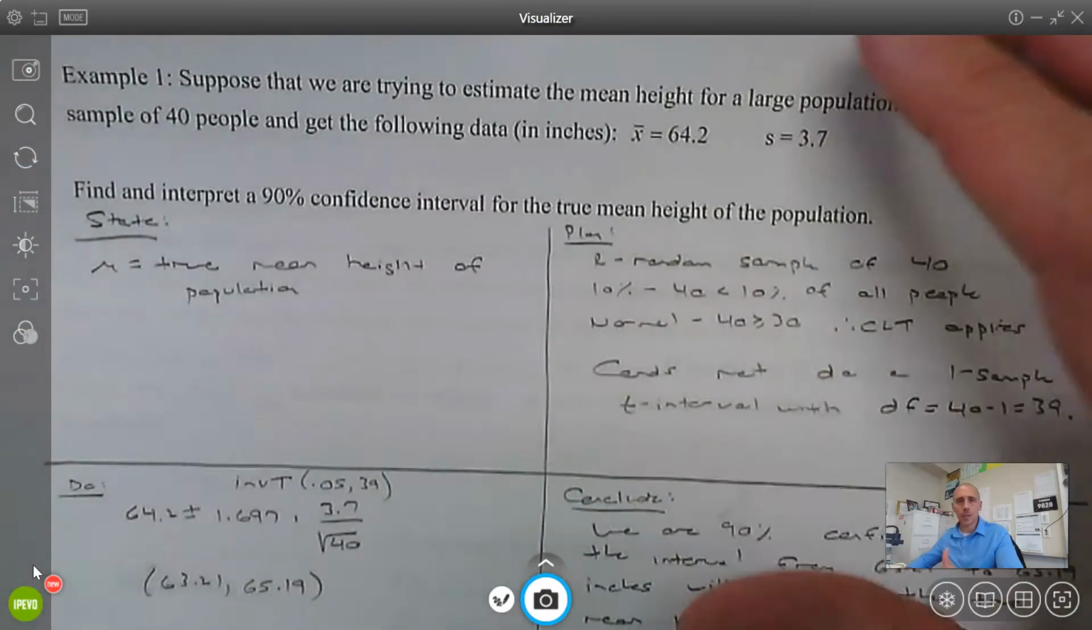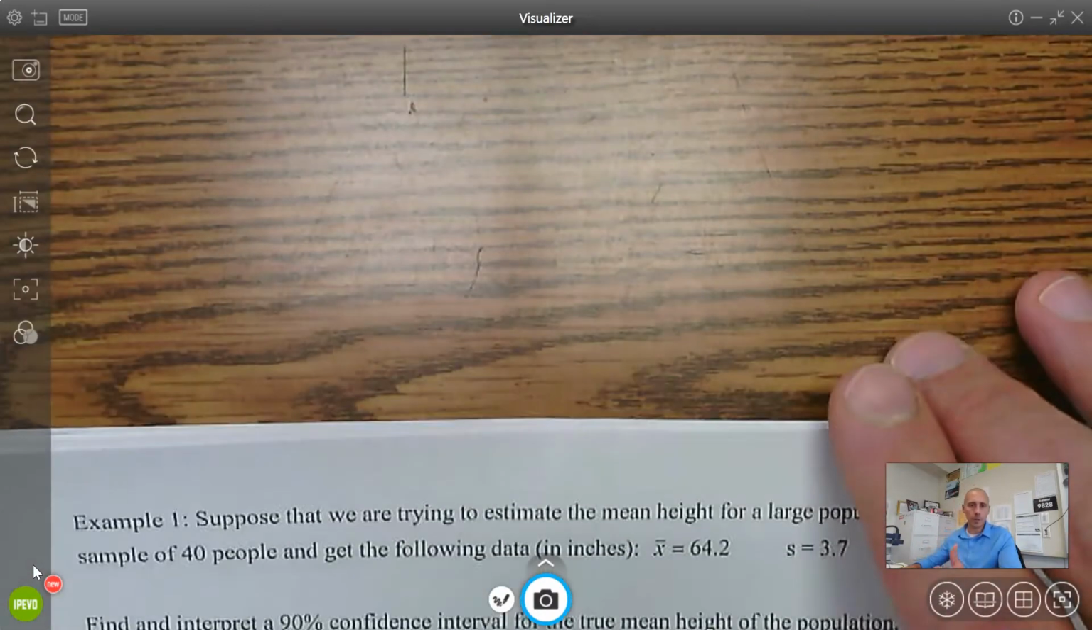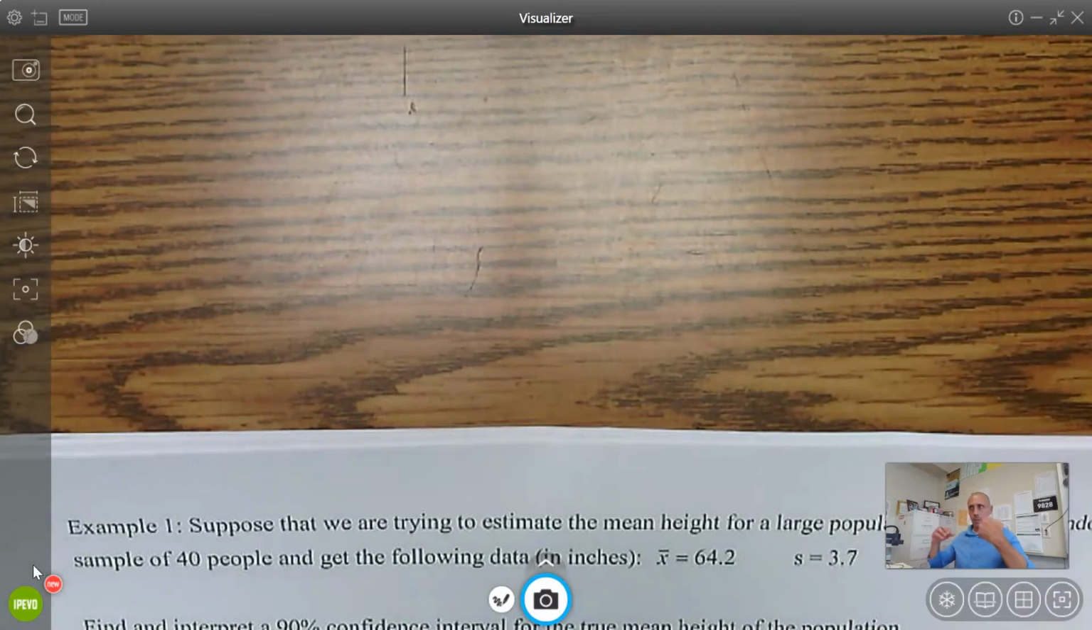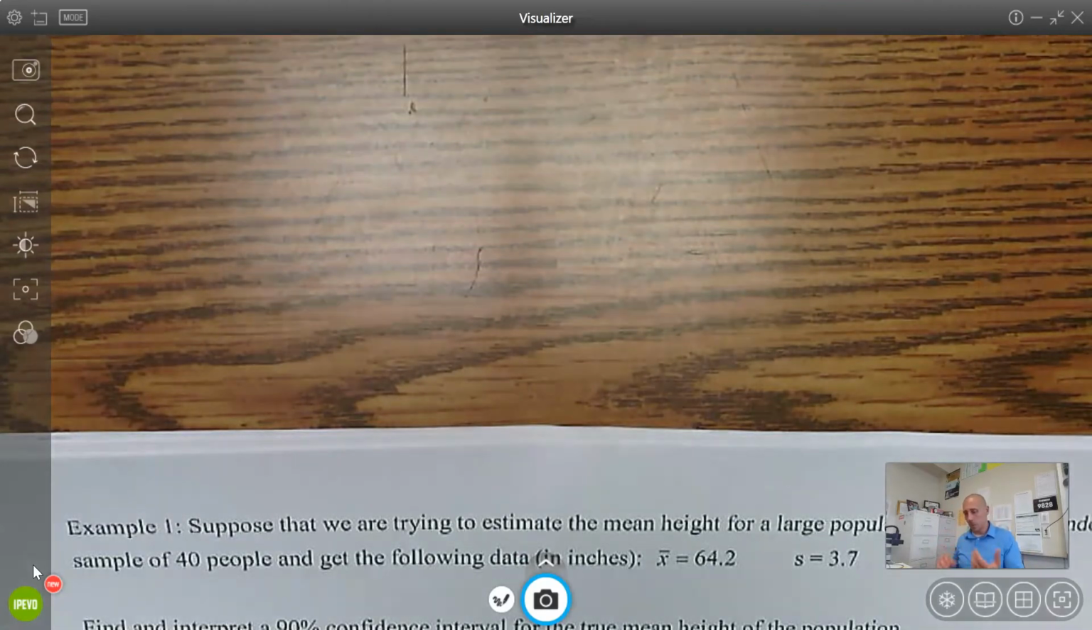On this page, what I would suggest doing, honestly, if you really want to test yourself, is work through example 1 and example 2 on your own, and then come back to the video when you're done and watch me work through it. One's a proportion, one's a mean.